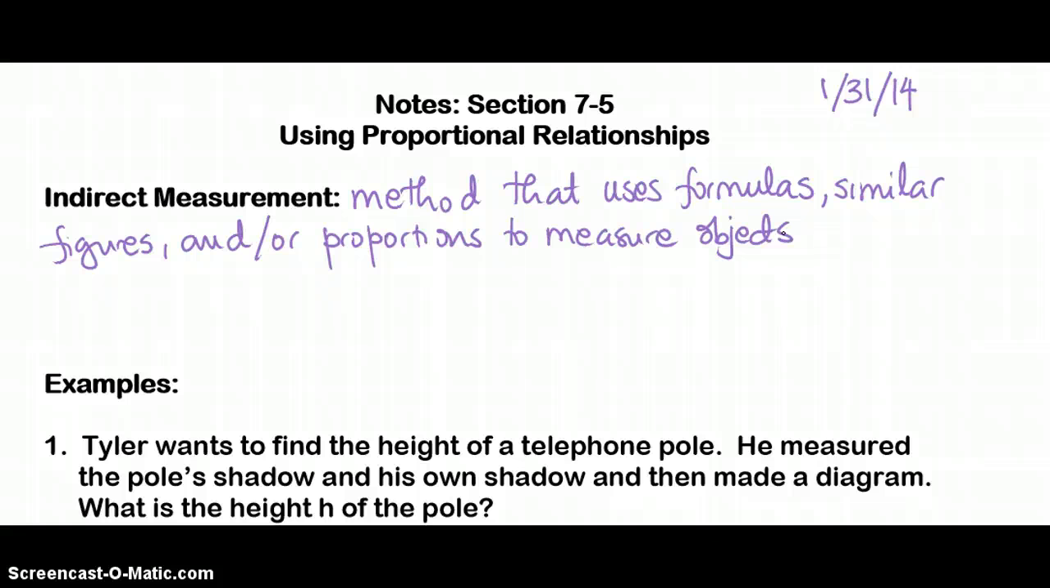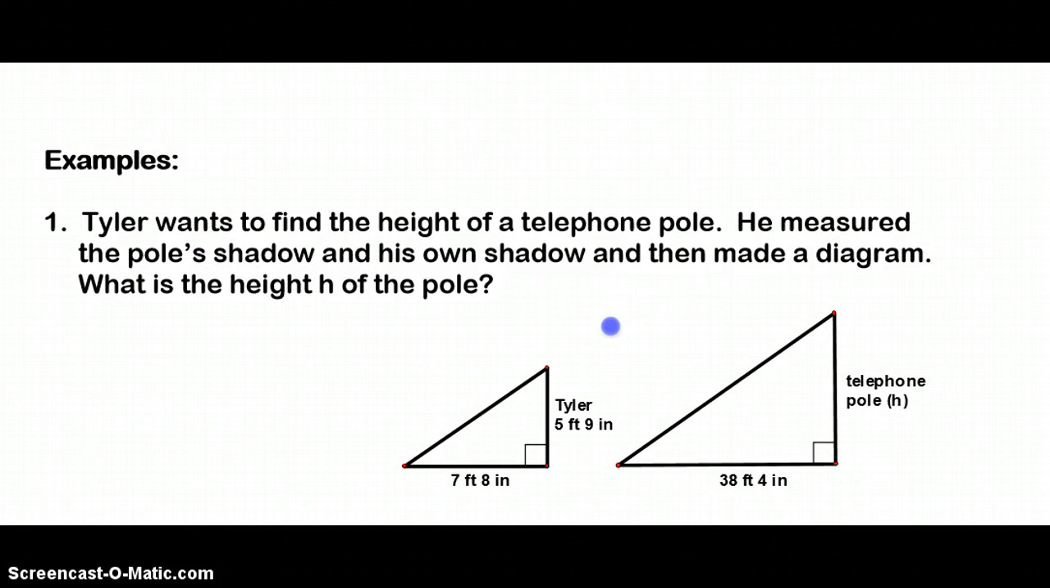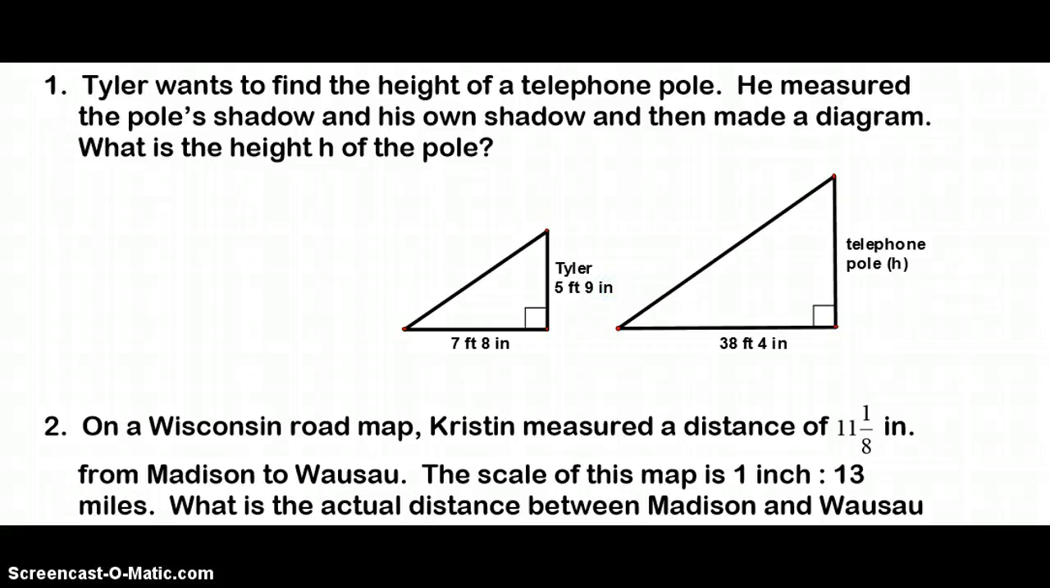So now here's an example of something like that. Tyler wants to find the height of a telephone pole. He measured the pole's shadow and his own shadow and then made a diagram. What is the height of the pole? Okay, so we have these measurements shown on here, and we need to set up a proportion. But first, let's convert the measurements into a single measurement.